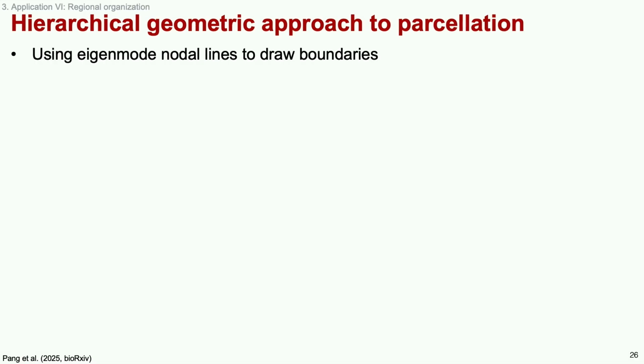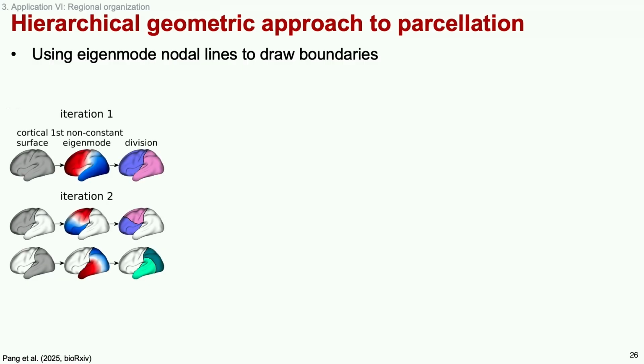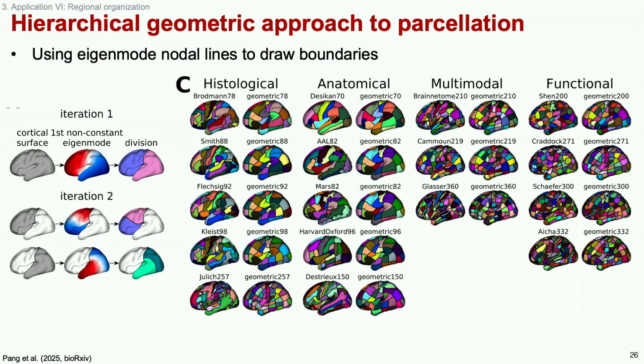And finally, another application that we have is how do we define boundaries in the brain using geometric eigenmodes. Our simple idea is to use these modes and their nodal lines to define the boundaries. For example, here we do an iterative model where you cut the brain according to the first eigenmode, and by doing so, you can recreate parcellations of different scales.